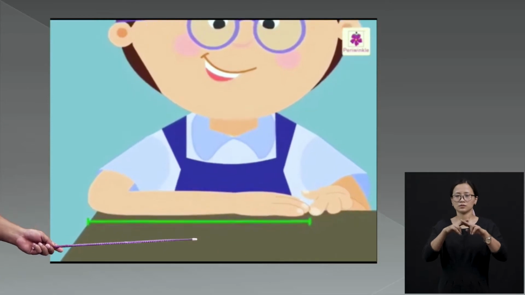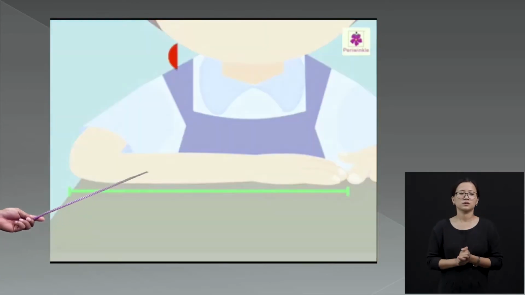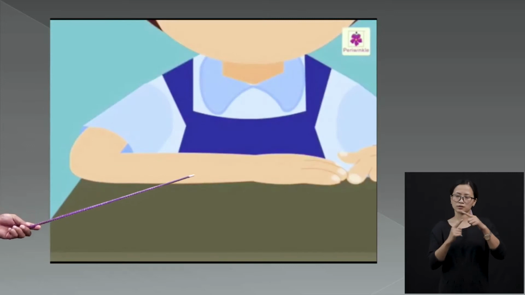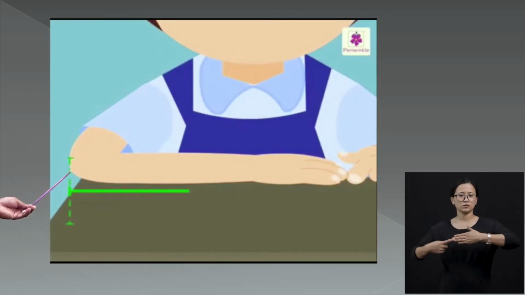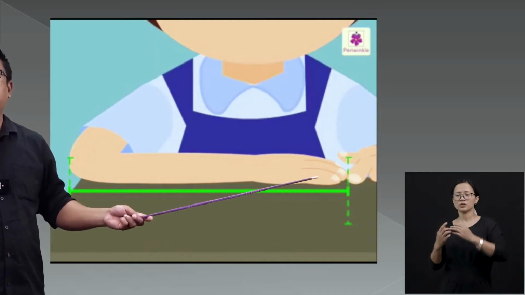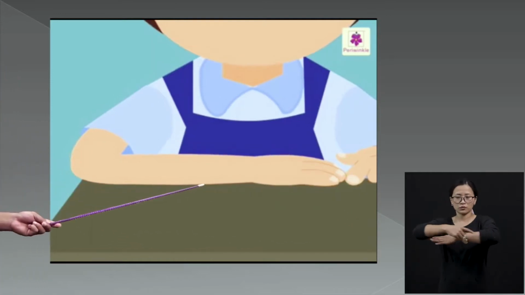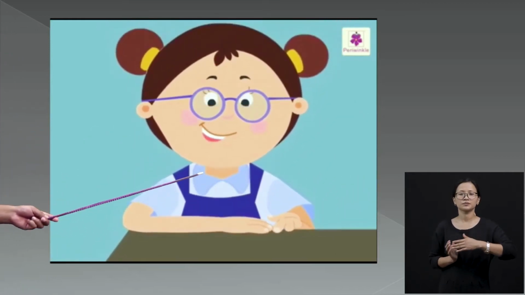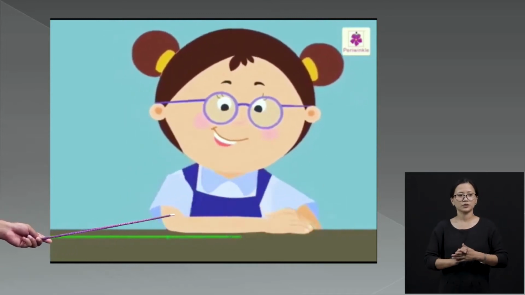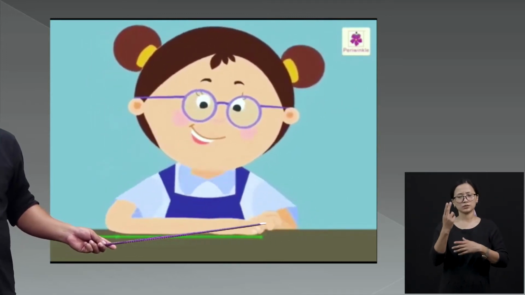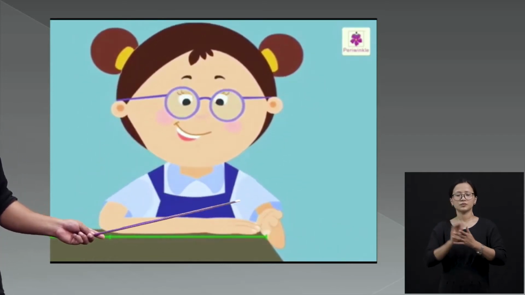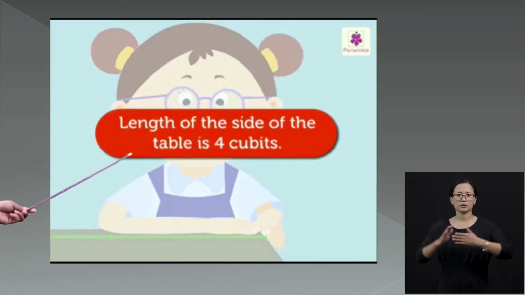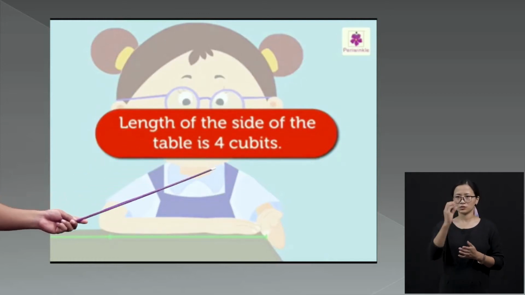Now we will learn about cubit. Cubit is simply the length of your forearm. We measure from the elbow to the tip of your finger. This is called your cubit. Now we can measure the length of this table. 1 cubit, 2 cubits, 3 cubits, 4 cubits. So we can say that the length of the side of the table is 4 cubits. This is all about measurement using non-standard units.